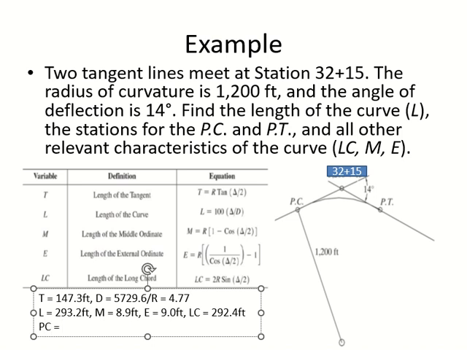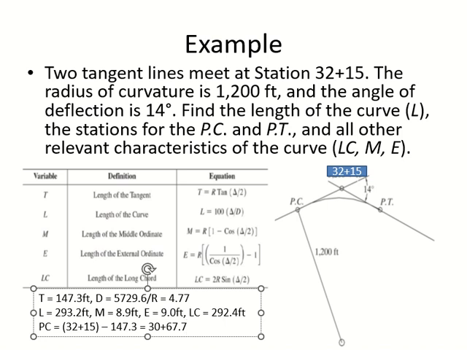Now PC and PT. We have PI given. PI is given, PC and PT are required. What do we call the distance between PC and PI? Tangent. So you just calculated the tangent. Now they want PT. How do I calculate PT? Add the tangent.